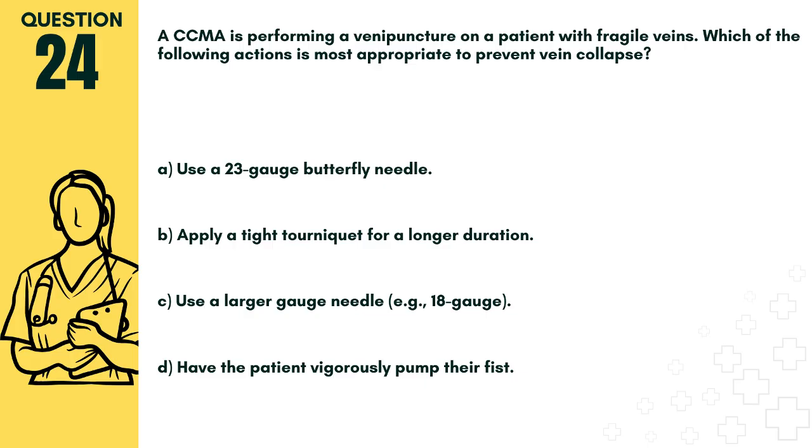Question 24. A CCMA is performing a venipuncture on a patient with fragile veins. Which of the following actions is most appropriate to prevent vein collapse? A. Use a 23-gauge butterfly needle. B. Apply a tight tourniquet for a longer duration. C. Use a larger gauge needle, e.g., 18 gauge. D. Have the patient vigorously pump their fist.